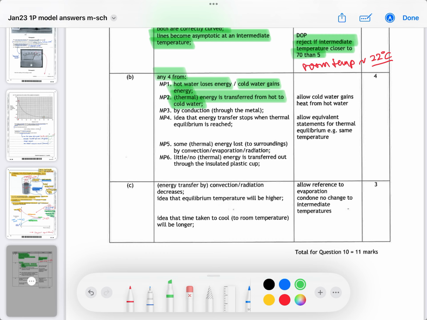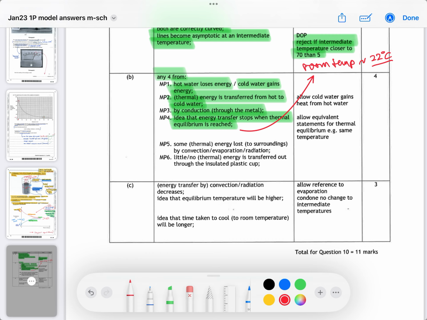And of course it's because you have conduction through the metal, a good conductor. And the idea, number 4, the idea that the energy transfer stops when the 2 temperatures become the same, when thermal equilibrium is reached. Now, when is that going to happen? We've already talked about it. It's going to happen eventually when they both get to room temperature.